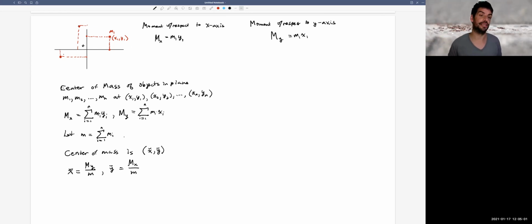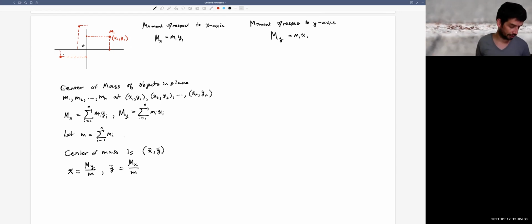Or in physics, we could treat them as a concentrated mass at that point and determine their trajectory that way, even if they're spinning and rotating around or something like that. Okay. All right, let's finish this video with an example.